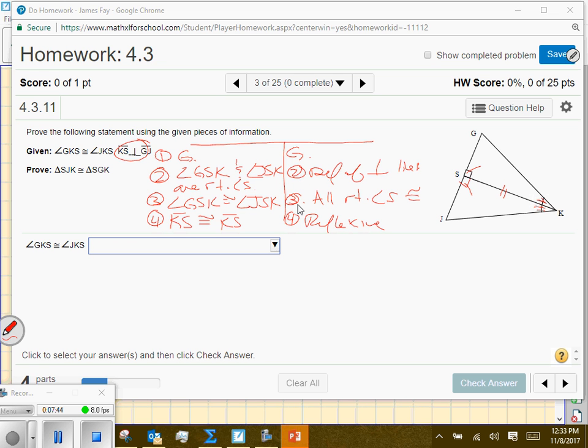Okay. So now those 2 triangles. If we look at the parts, we've got 3 parts, right? 3 parts in the same order in both. It goes angle, side, angle, right? So I'm going to say triangle SJK is congruent to triangle SGK. And my reason is angle, side, angle. Okay? So I write my 2-column proof down. And this is something that you might be asked to do on an end-of-course exam. So this is kind of what you would want to do first.